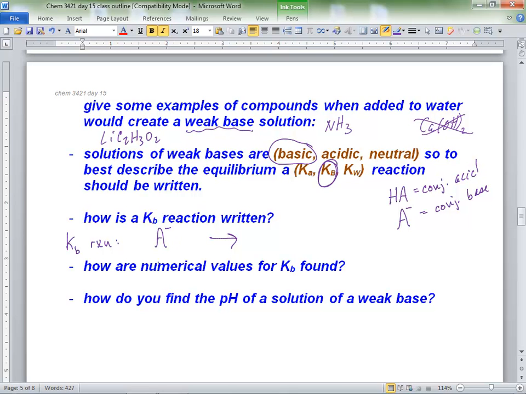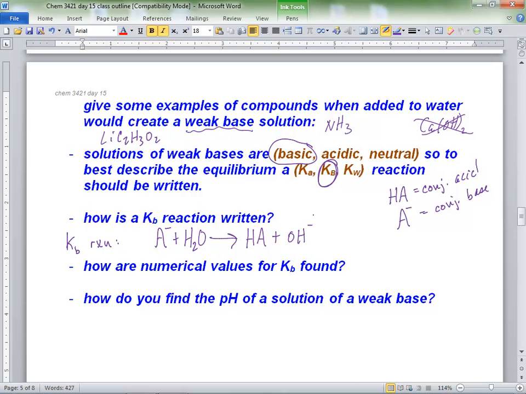Has anyone seen this before? Plus H2O forms HA, right? To see how you get the HA? That A negative is going to rip off one of those H's on the water, and it's going to leave OH. There's our product base, all right, that we're used to seeing, OH minus. Okay. So, looks good so far.